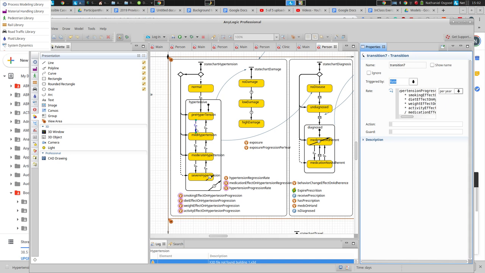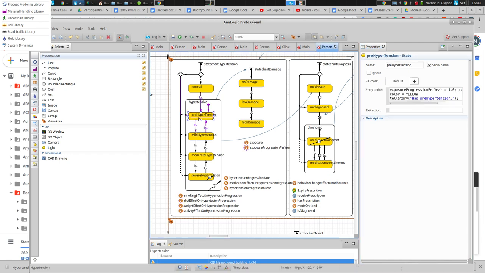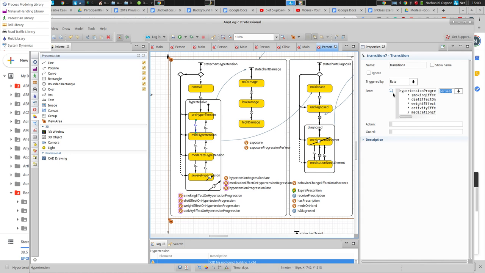So each of these transitions is an action, it changes state. It's an action that depends on the current state, because you can only undertake this transition if you're in the pre-hypertension state. And moreover, there are rules which govern it. In this case, they set the hazard rate, okay? The hazard rate associated with it.